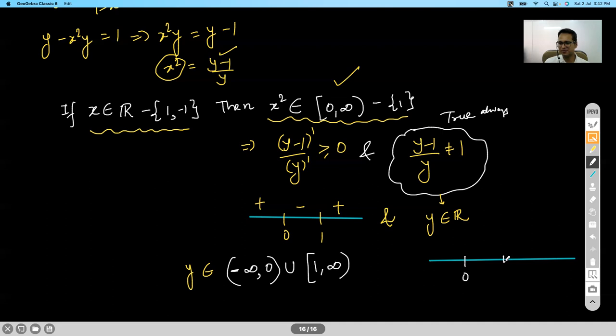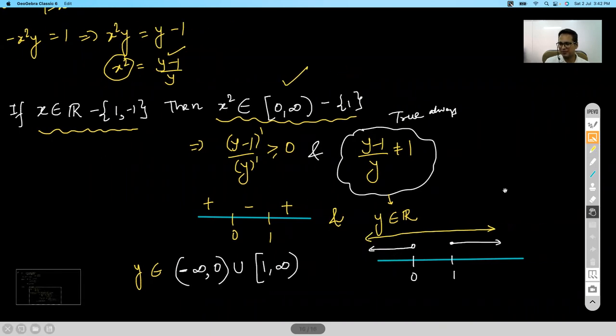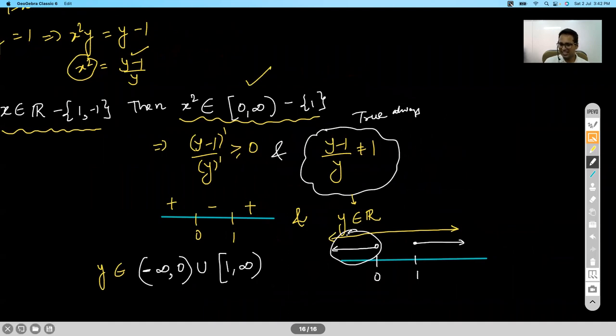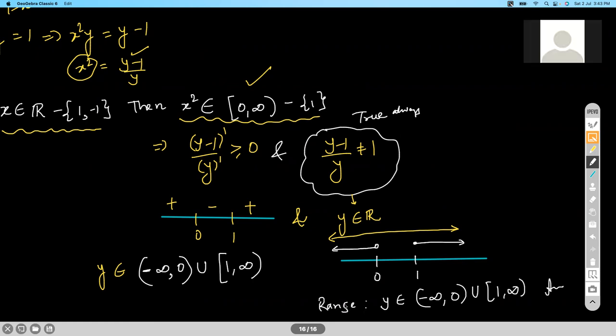So this interval says I have to be on the left of 0 or more than 1. And this interval says I can be any real number. What is the overlap of the two? Where do you think the two lines are overlapping? Here and here. Correct? So the overlap of these two will ultimately lead to your range, which is the same as what you wrote here. So this becomes your range of the function. Is it fine? Yes, sir. Got it.